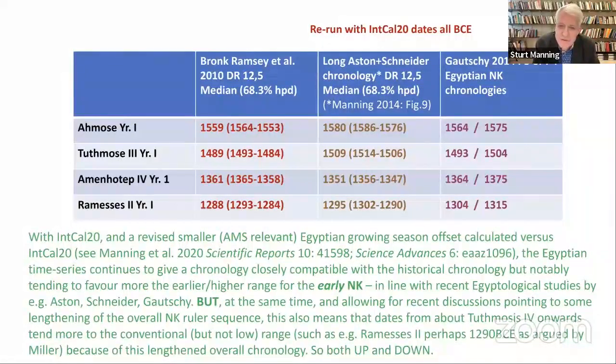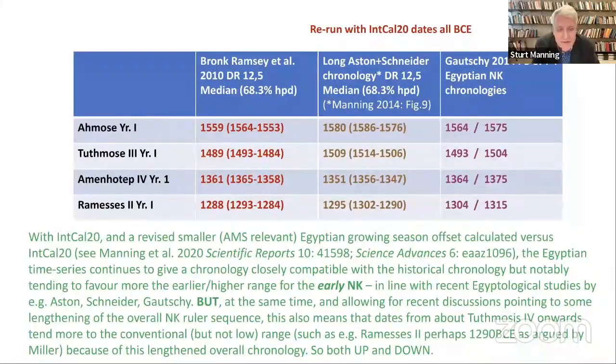And depending on which particular set of reign lengths you use and a couple of assumptions, we can look at the dates that we would get now for a couple of rulers that are of interest to this conference. Year 1 of Ahmes, for example, we have historical dates. I take the ones from Rita Gautschy's paper just as examples.